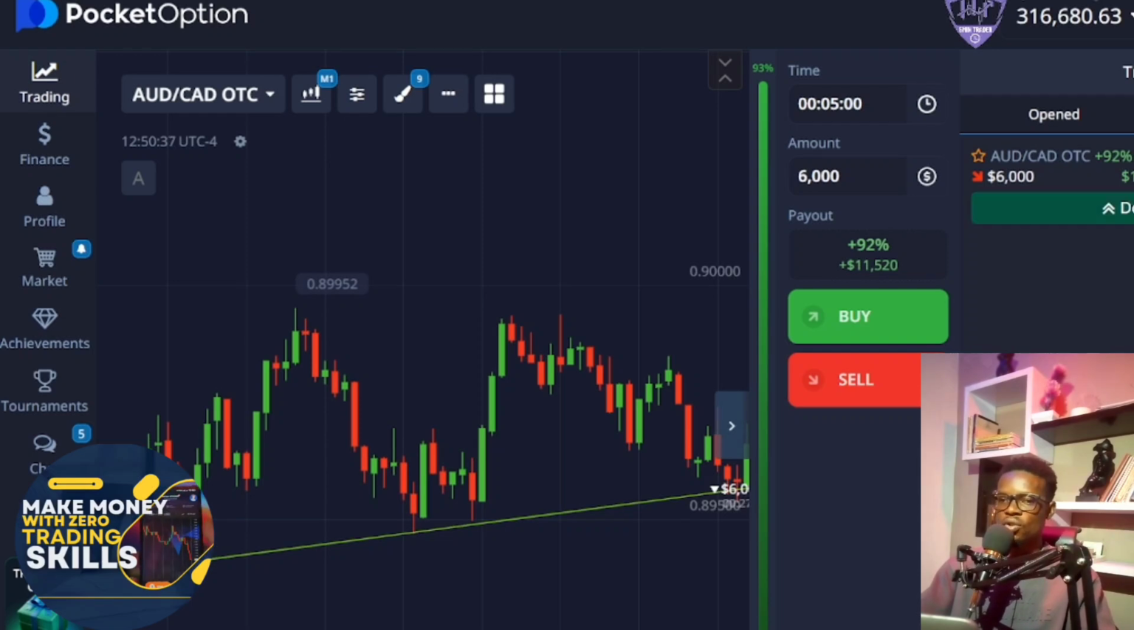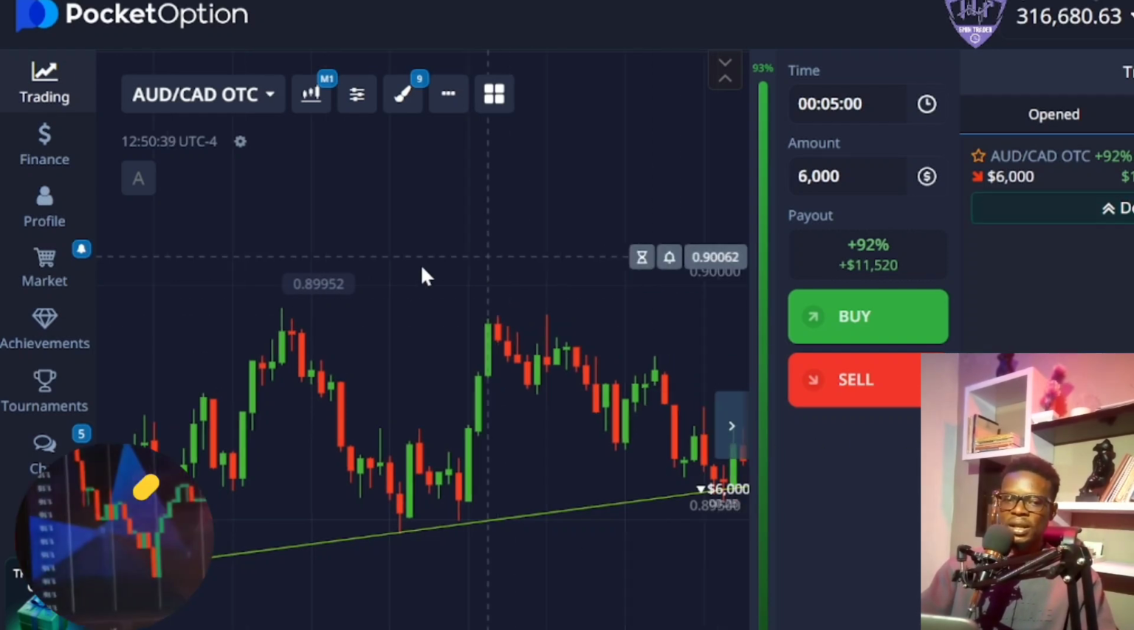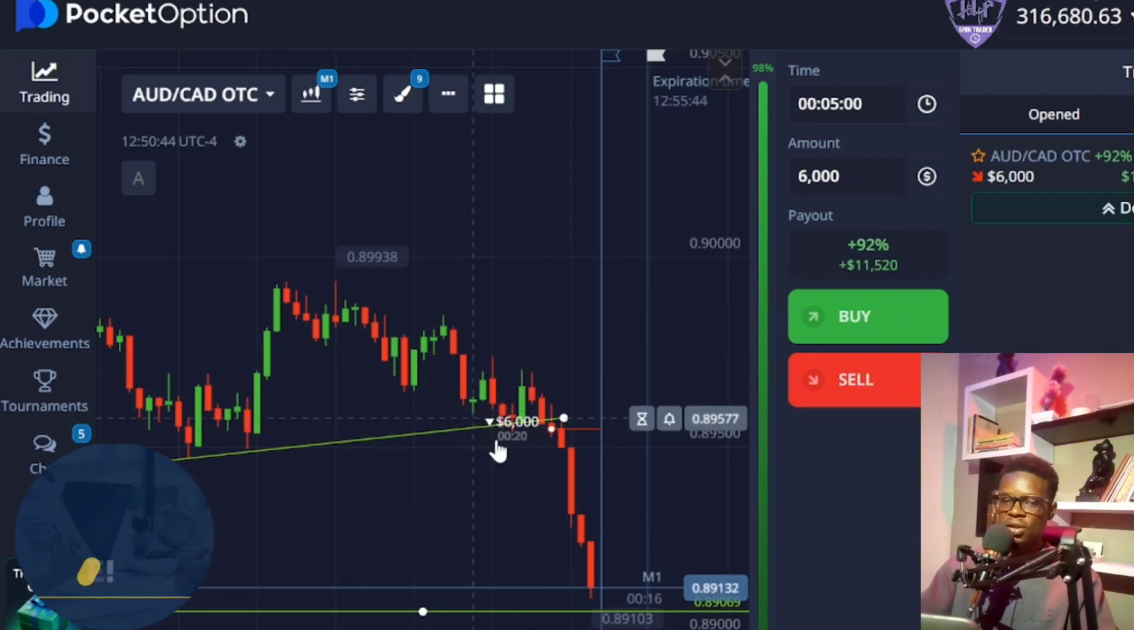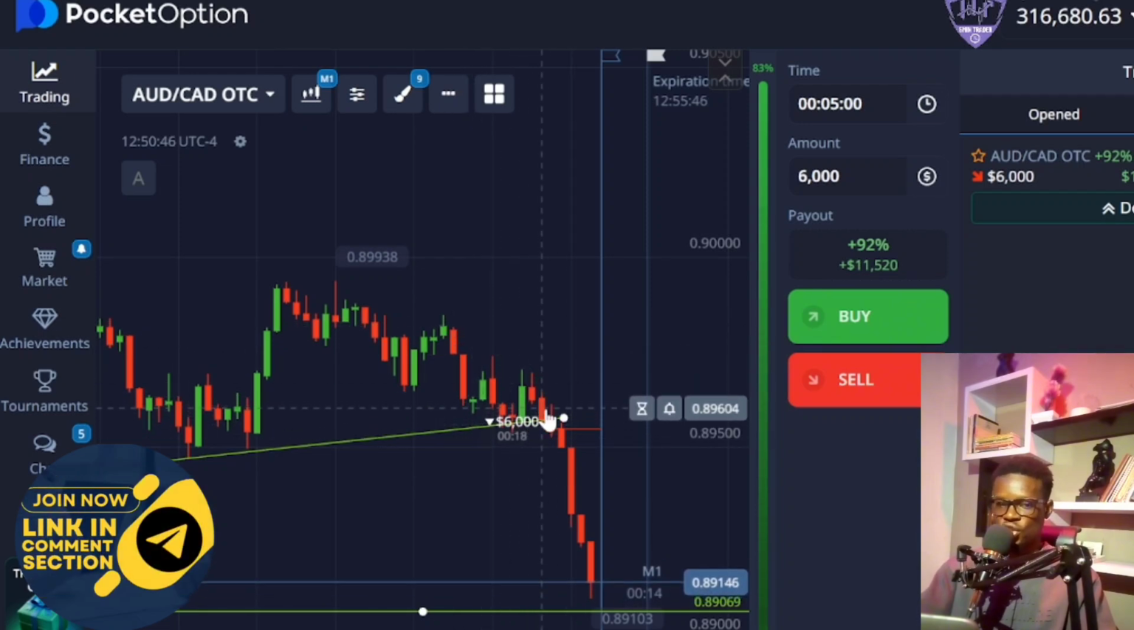Right here we also have now a few seconds for this trade to finish, and at the end of the trade I'll be explaining in detail the exact reasons why I took this trade.